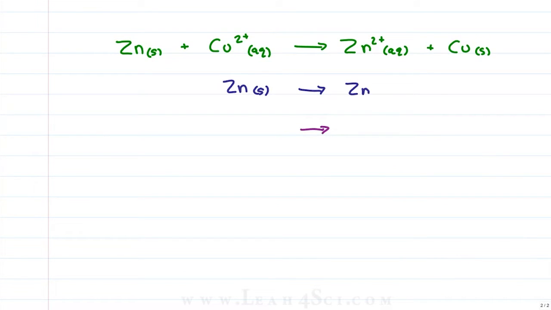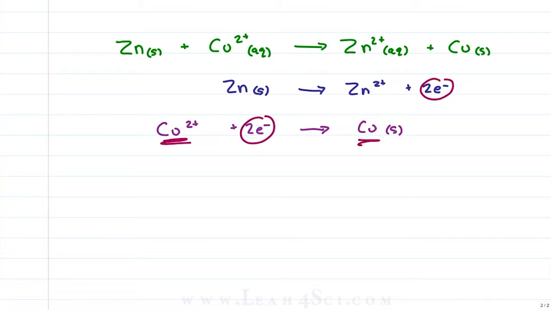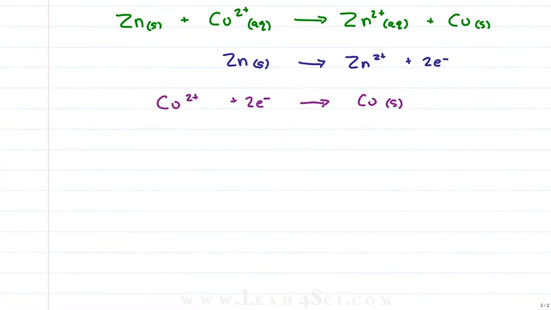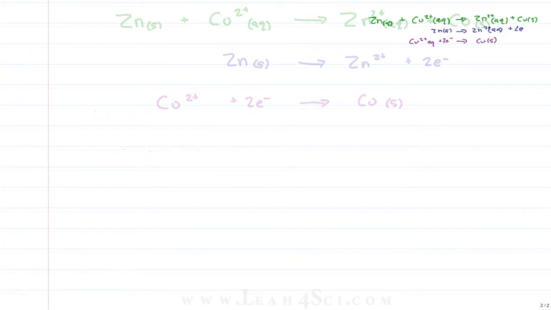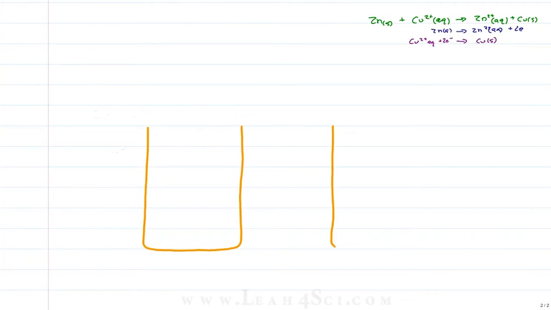Zinc solid goes to zinc 2 plus plus 2 electrons, and copper 2 plus plus 2 electrons gives us copper solid, where the 2 electrons that come off the zinc solid are captured by the copper ion to form copper solid. And how do we harness the electrical energy? This brings us to the setup of the galvanic or voltaic cell.